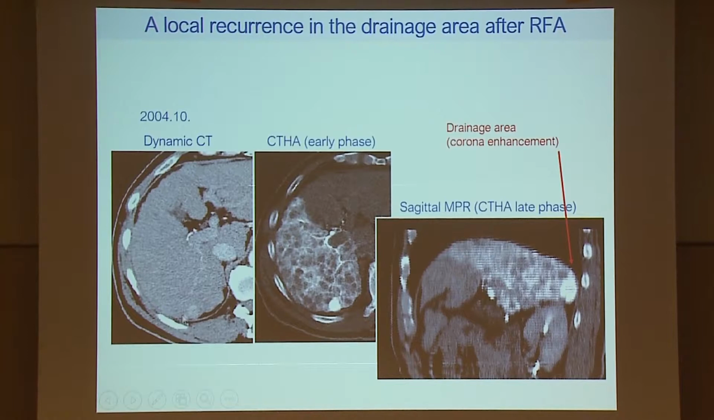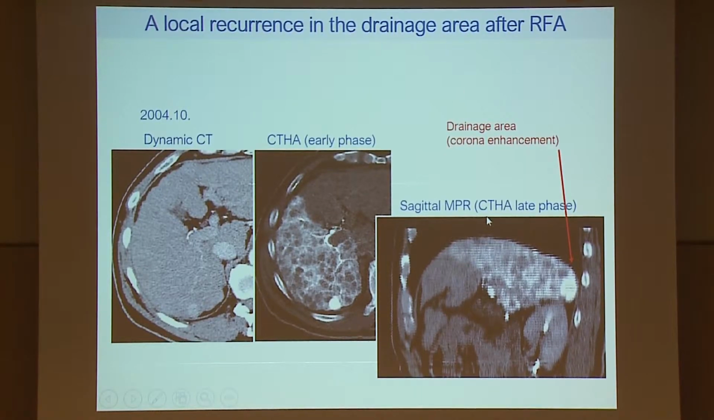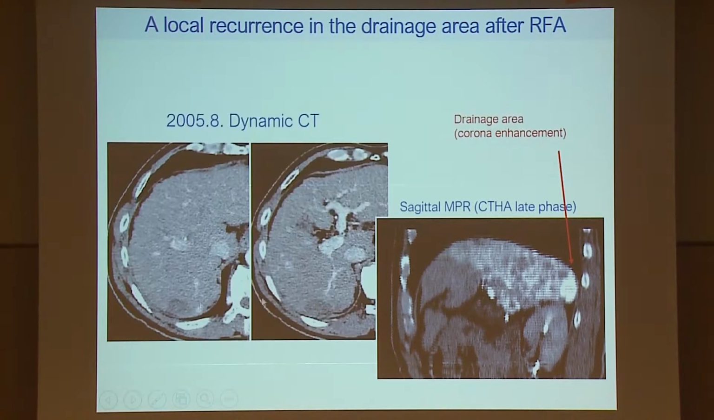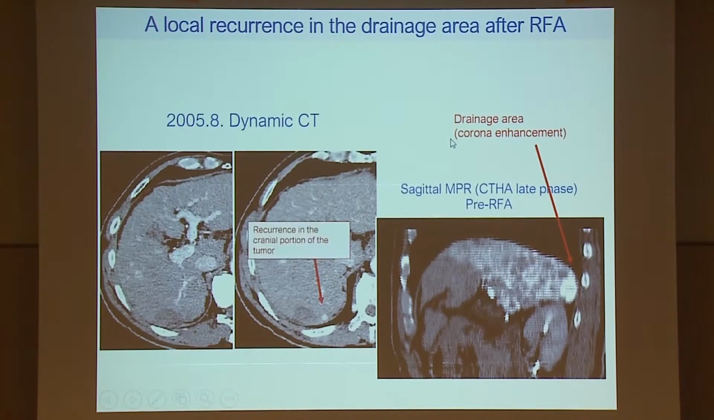Another case, this is a small HCC on CTHA, and the coronal view shows the drainage area protruding into the cranial portion of the tumor. After TACE and RFA, you can see complete necrosis of the tumor. But in the cranial area, we can see a small, tiny recurrence. This is considered to be due to metastasis through the drainage area, the drainage route.